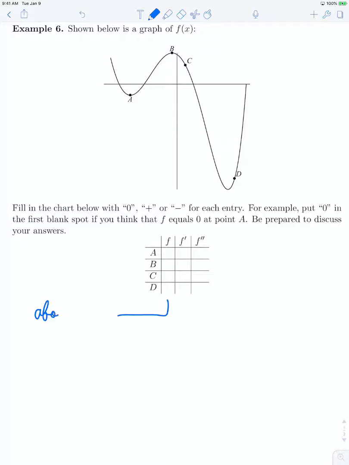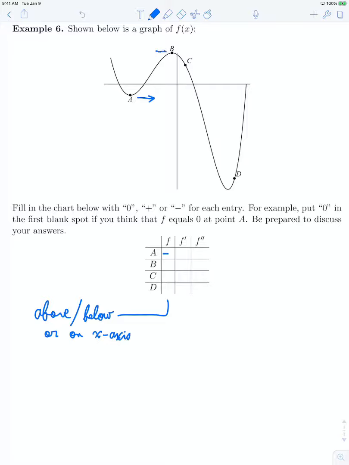So above, below, or I guess on the x-axis. And I like to be able to restate each of these without having to use the word positive or negative because each part is asking positive or negative, but different things are positive or negative. So if I can restate it as I've done, just saying above or below the x-axis, that'll keep me from being confused. Okay, so point A is below the x-axis, so f is negative.